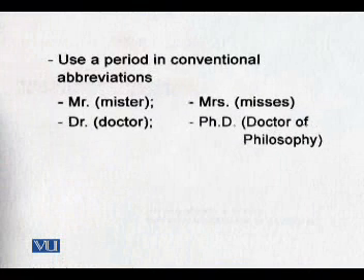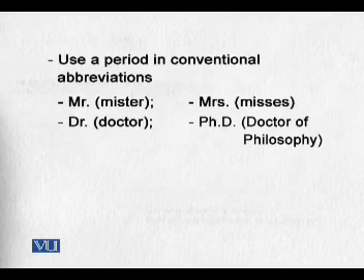And then comes Doctor and PhD. Doctor will also take a full stop at the end, like D capital, r small case, and then full stop. And if it's a PhD, then Ph, full stop, and D, again followed by a full stop, which actually stands for Doctor of Philosophy. So doctor abbreviated as D, then full stop, philosophy abbreviated as Ph, full stop. This is how we do it.